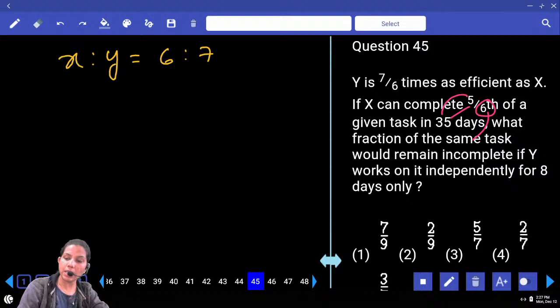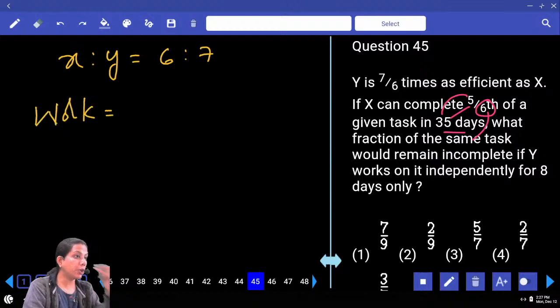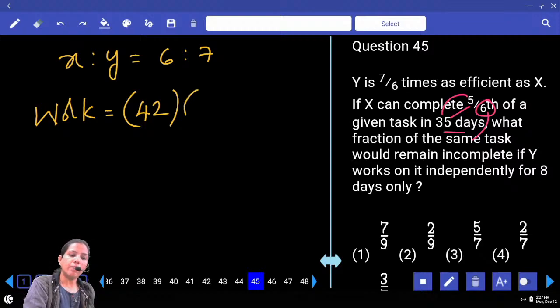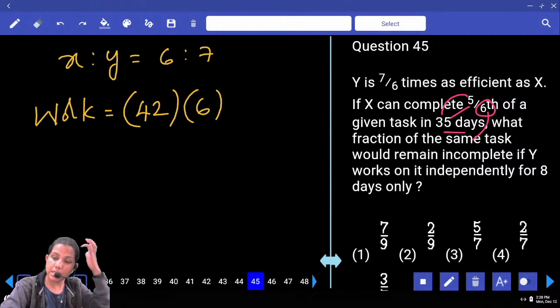Then total work is equal to, this 42 is whose time? X. What is the work formula? Efficiency into time. We know that time is equal to 42. This is the time of X or Y? Then total work is equal to 42 into 6. Remember this: work is equal to efficiency into time. Whoever's time is known, write their efficiency. 42 is the time of X, then you should write efficiency of X. The complete work is equal to 42 into 6. Leave that. What is the next statement?